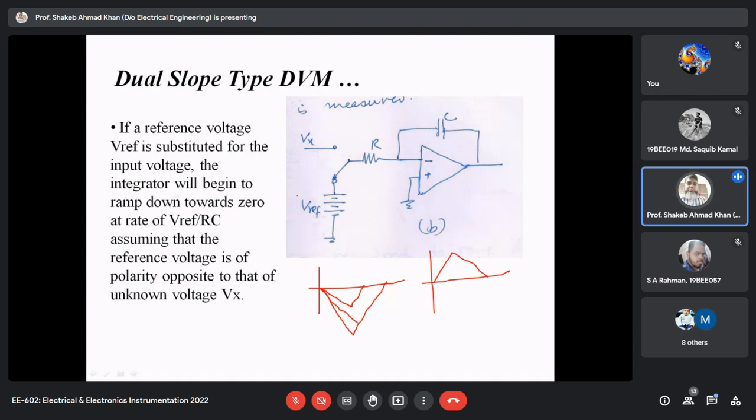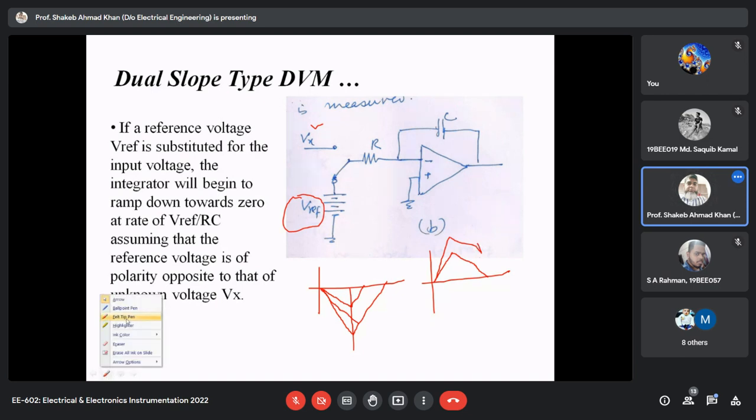Your ramp down slope is fixed. V reference is fixed, it is not changing, although this is changing. So with more voltage, in the same time T1, it will ramp up or ramp down to the more voltage. And your ramping down slope is the same. So when the voltage is more, then it will take more time to reach the zero value, like this.